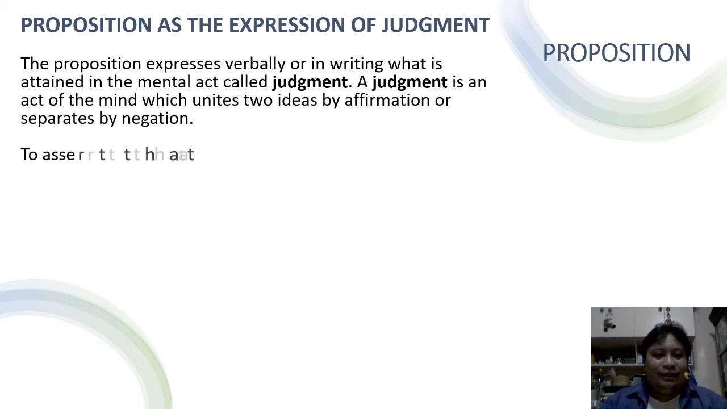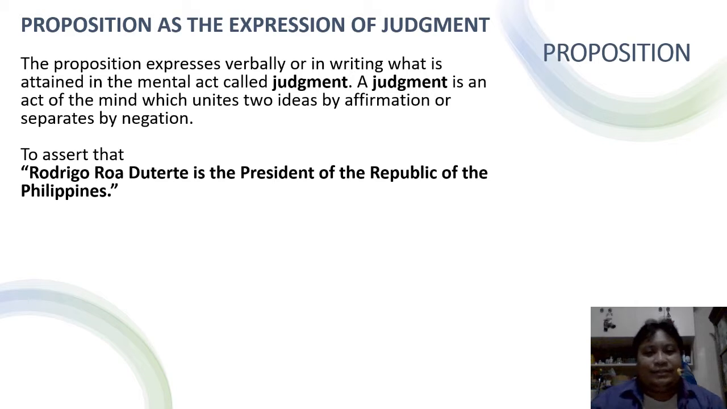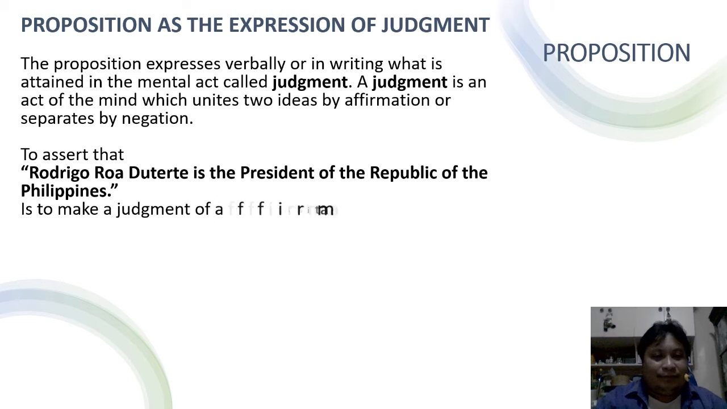Okay, so to assert that Rodrigo Roa Duterte is the President of the Republic of the Philippines, that is a judgment. In this first example, that is a judgment of affirmation. Why? Because Rodrigo Roa Duterte is one term, and the other term is the President of the Republic of the Philippines. Both these two terms agree with each other. Therefore, the judgment is affirmation, or affirmative, or positive.